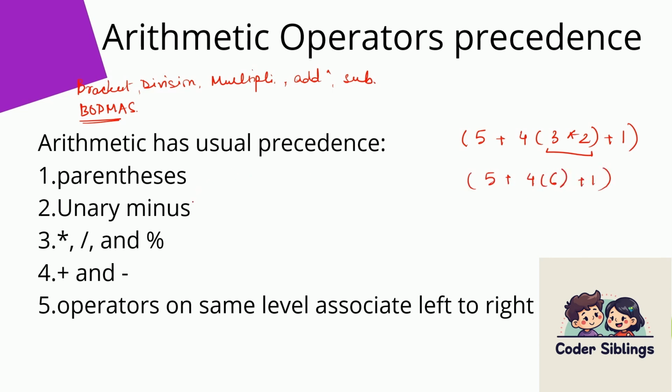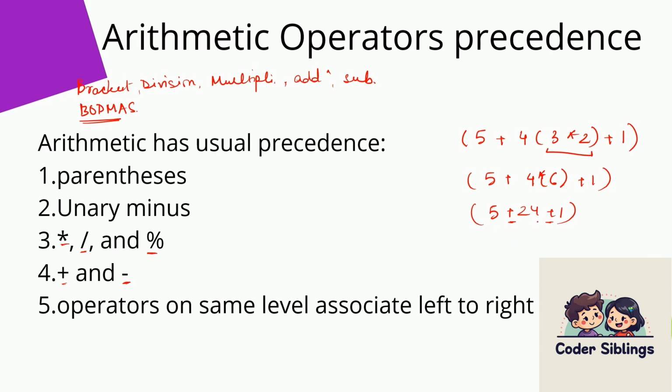Then it will have unary minus, which we don't have. Then we have multiply, divide and modulo, right? So this is multiply here, so first this will be executed. So 5 plus 24 plus 1. After that we have plus and minus, right? So now we have two plus signs.